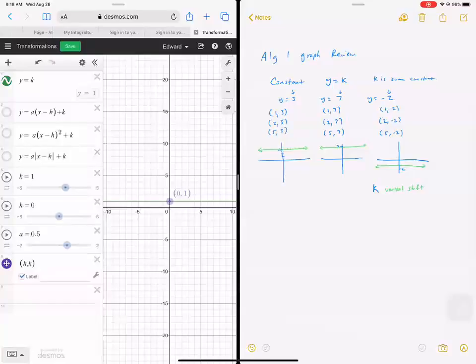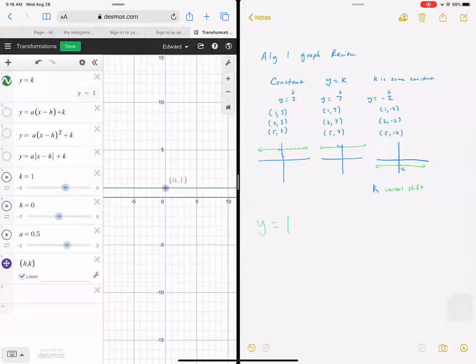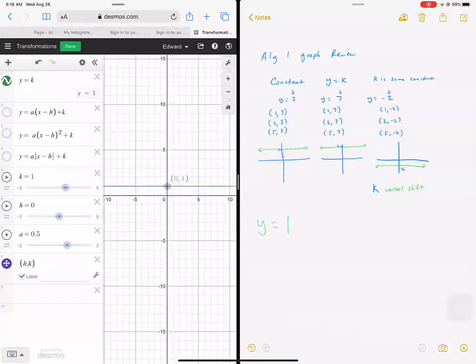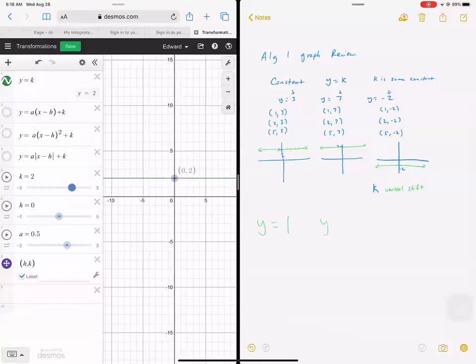So for this example, y is equal to k. We said k was 1, so the graph you see right now is a graph of y is equal to 1. What if I say k is 2? Y is equal to 2, and the graph is a little bit higher. What if k was 3? Doesn't the graph get higher? K was 4, k was 5.